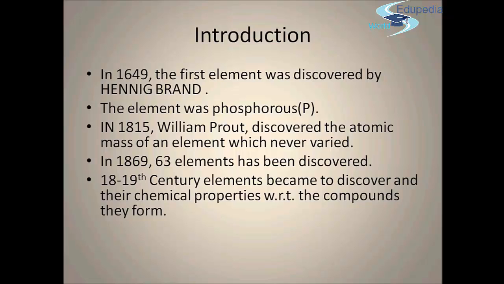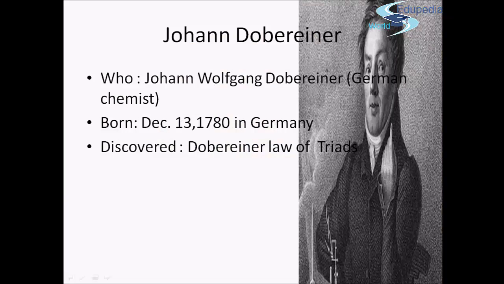So in this section, let's understand Dobereiner's triads. But before starting with the law, let's know something about the chemist J.W. Dobereiner, whose full name is Johann Wolfgang Dobereiner. He was a German chemist born in Germany on December 13, 1780. He discovered the Dobereiner law of triads.